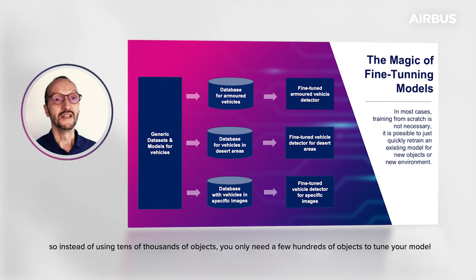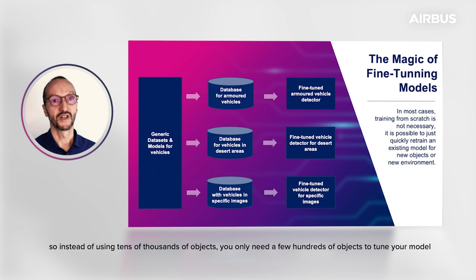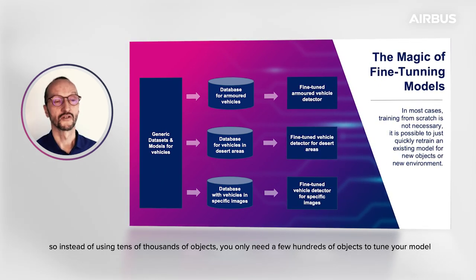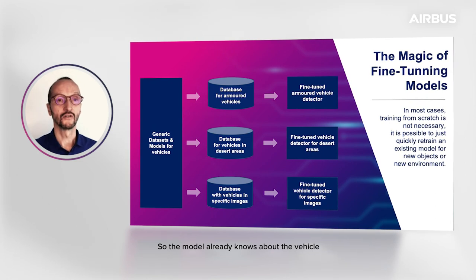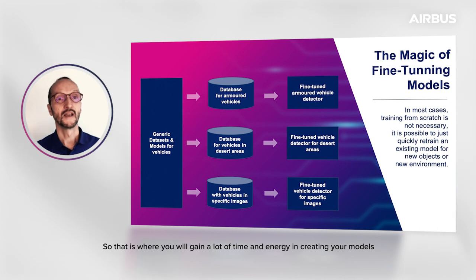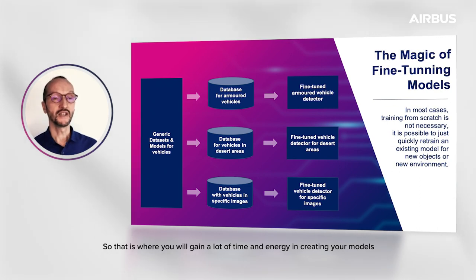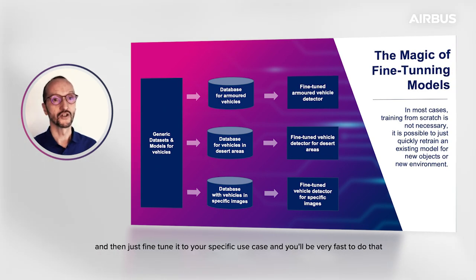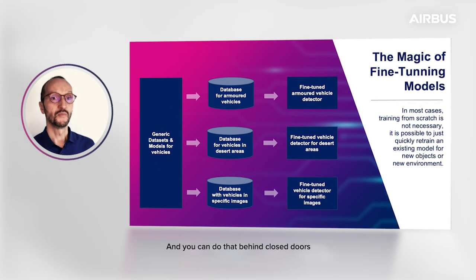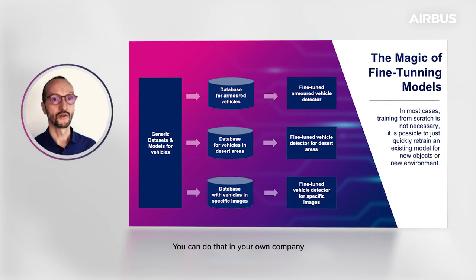So instead of using tens of thousands of objects, you only need a few hundred objects to tune your model. The model already knows about the vehicle, you just need to tune it to your specific use case. That is where you will gain a lot of time and energy in creating your models. You can start from a model that already knows about the subject you're looking for, and then just fine tune it to your specific use case, and you'll be very fast to do that. And you can do that behind closed doors. You can do that in your own company.